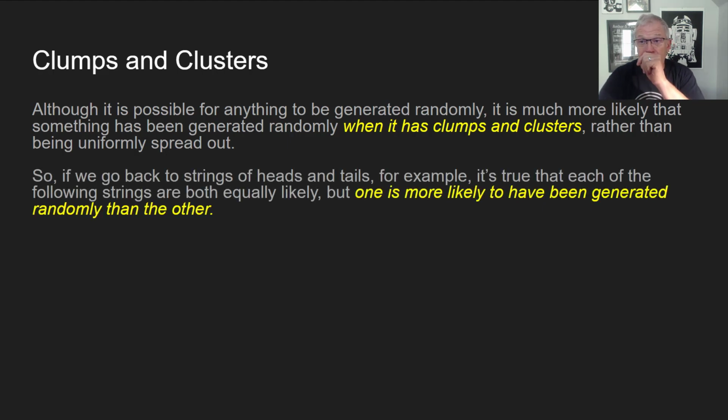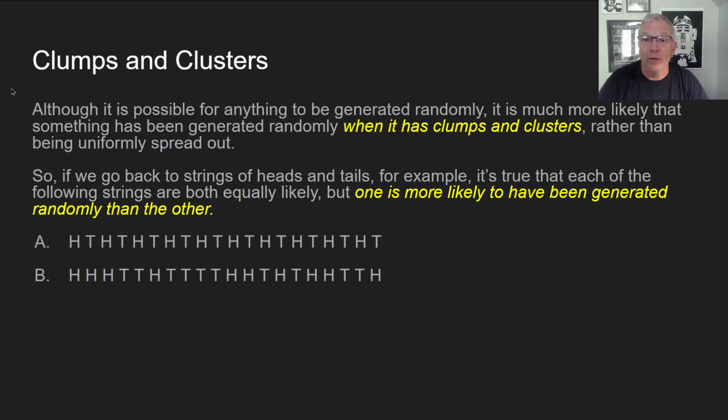So if we go back to our strings of heads and tails, for example, it's true that each of the following strings is equally likely, but one is more likely to have been generated randomly than the other. So here's two. Look at string A, which is alternating heads, tails, and B has clumps and clusters of heads, then tails, heads, tails, goes back and forth. These both could have been produced at equal probability by a coin flip. The probability of getting this particular string A or the particular string B is exactly the same. But if I asked you a different question, which of these was more likely to have been generated randomly than the other, then the answer here is definitely B, even though the probability of those two strings from a fair coin would be the same. Okay, so that's weird.